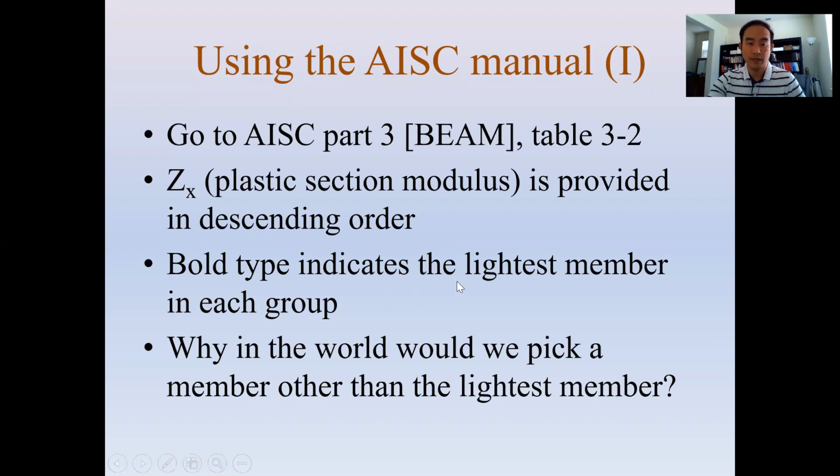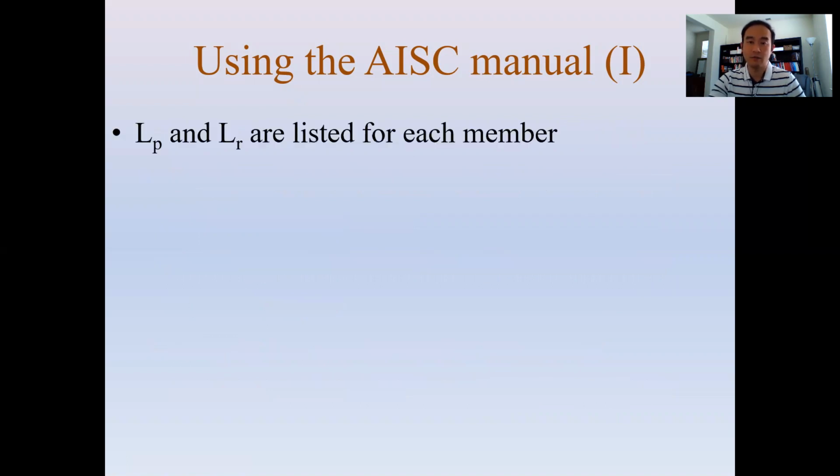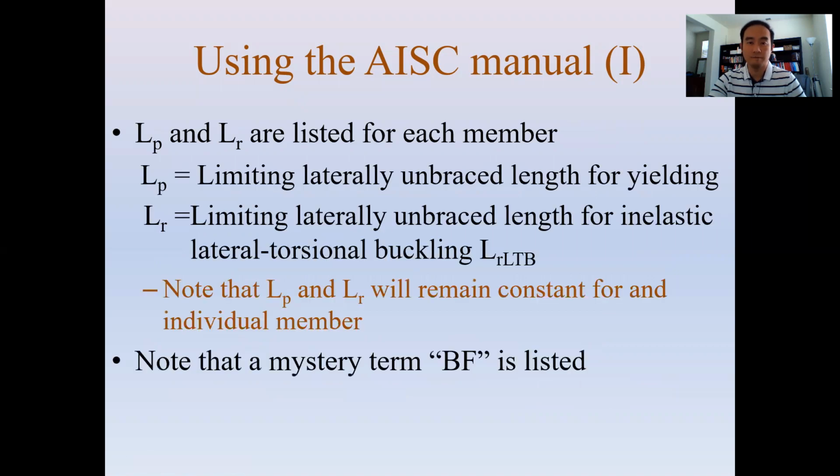And bold type indicates the lightest member in each group. I already talked about that. Why in the world would we pick a member other than the lightest member? Well, the main reason is because the lightest member means the most economical section, right? Having a similar or the same amount of capacity.